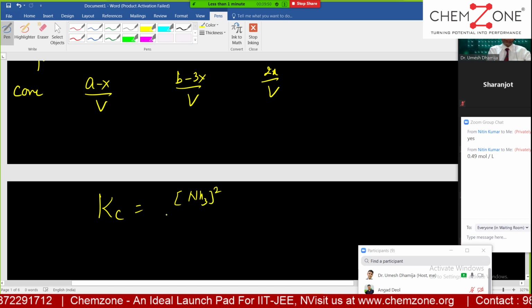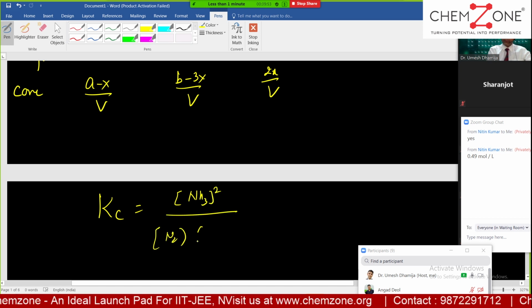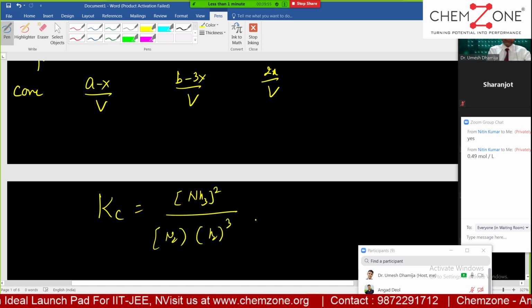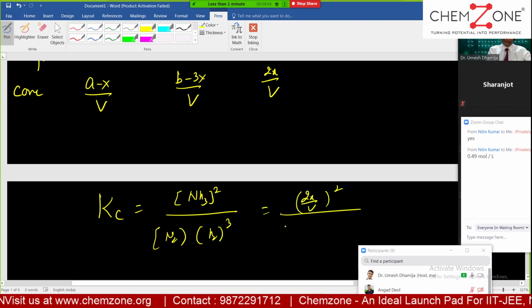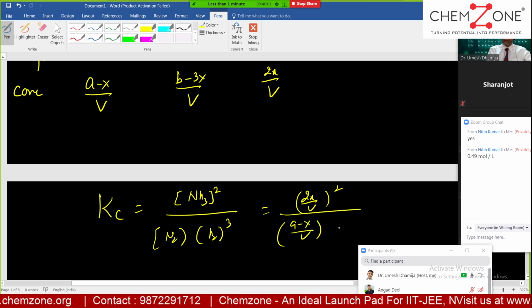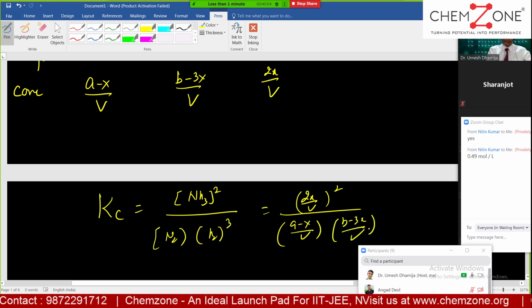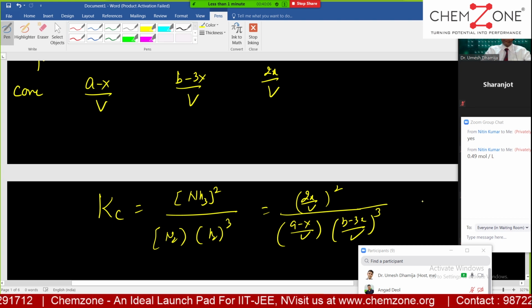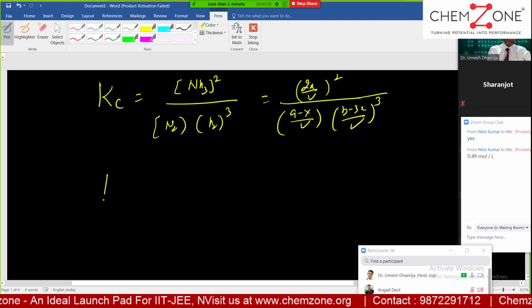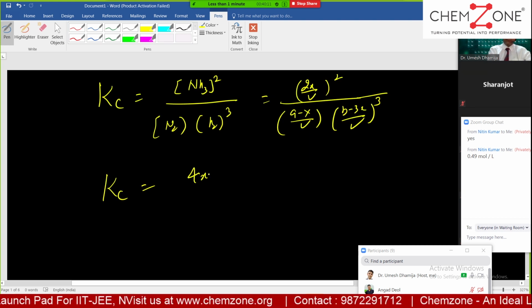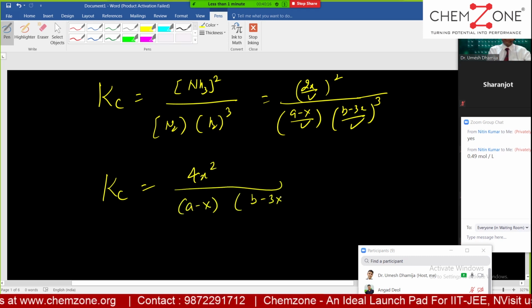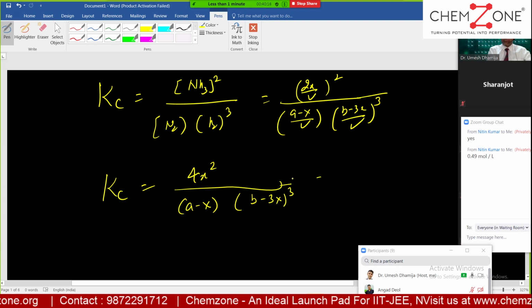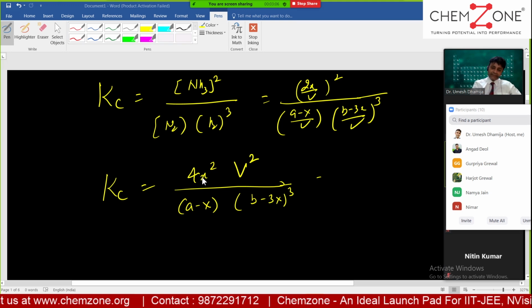Ammonia to the power 2 upon N2 into H2 to power 3. This is 2x upon V in the numerator to the power 2, A minus x upon V and B minus 3x upon V to the power 3. फोर एक्स स्क्वायर अपॉन ए माइनस एक्स बी माइनस 3x to the power 3. ऊपर आ गया वी स्क्वायर, नीचे आ गया वी टू पावर 2 4. सो दिस इज नॉट क्लियर.